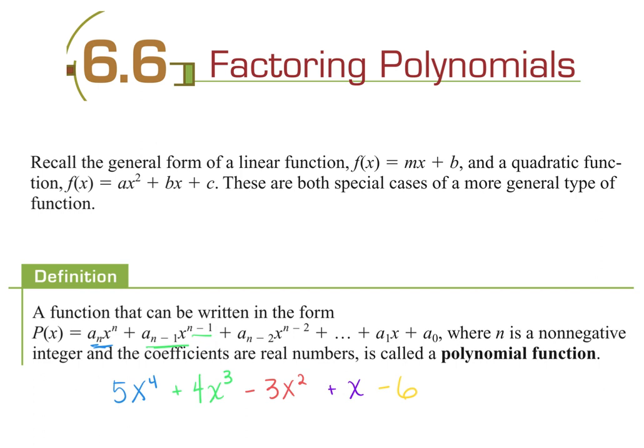It says n is a non-negative integer and the coefficients are real numbers, all right? So we're not going to have negative integers here. In other functions we can, but if it's considered a polynomial function, then our exponents will all be positive, and our coefficients are real numbers, all right? So we're not talking about imaginary numbers like we've used in the past. They're all real numbers. So that is the definition.